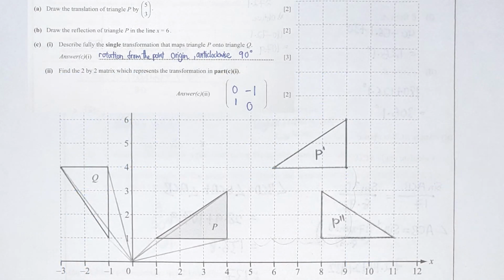As for the next part here, draw the translation of P by the vector of 5, 3. So I labeled a P image over there to illustrate the question. As for part B, draw a reflection of P in the line x equals 6. This one will be a reflection and I labeled it over there as a P double image.